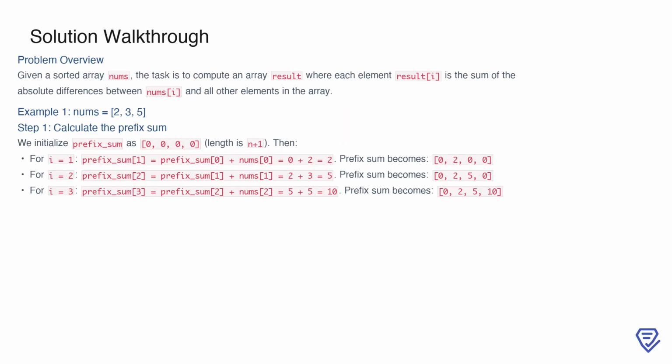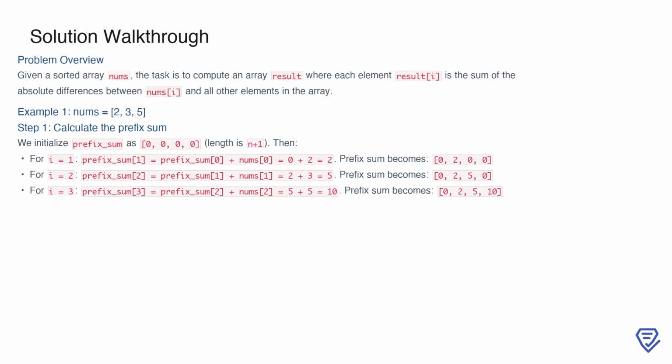In this problem, we are given a sorted array nums, and our goal is to compute a new array result. Each element result[i] in this array represents the sum of the absolute differences between nums[i] and every other element in nums. To solve this efficiently, we start by calculating the prefix sum of the input array. The prefix sum allows us to quickly compute the sum of any subarray.